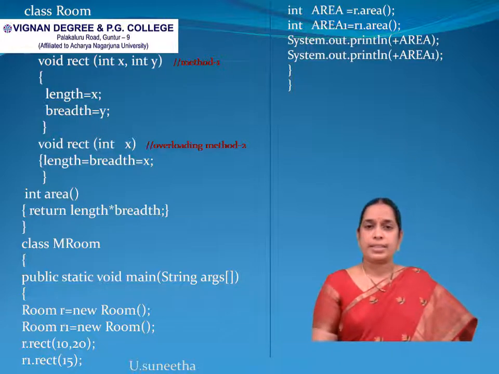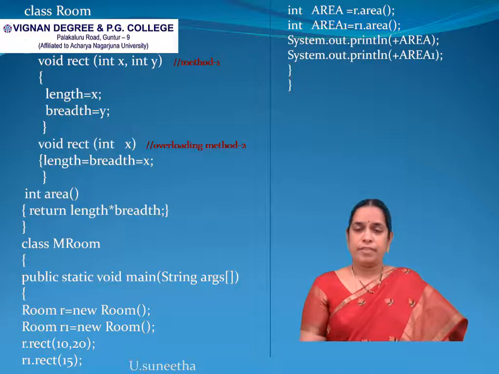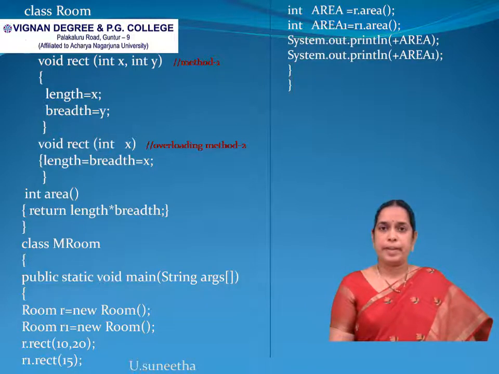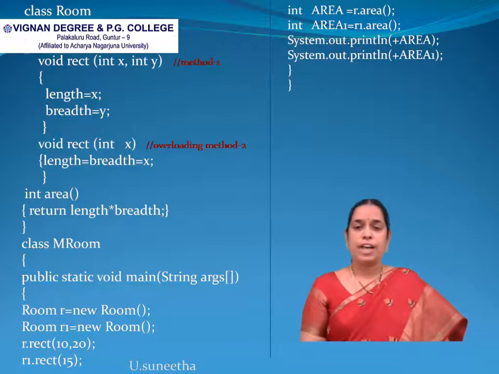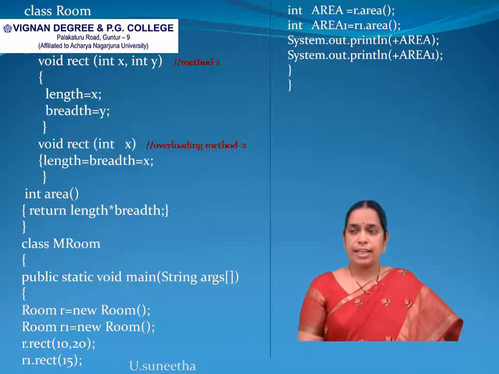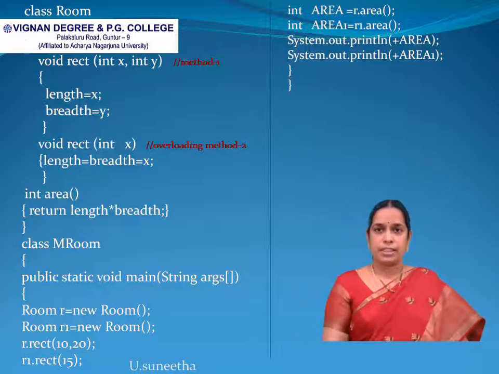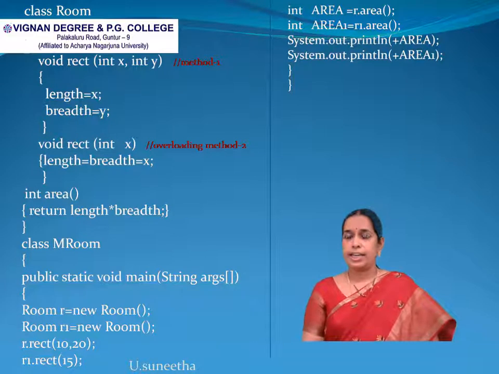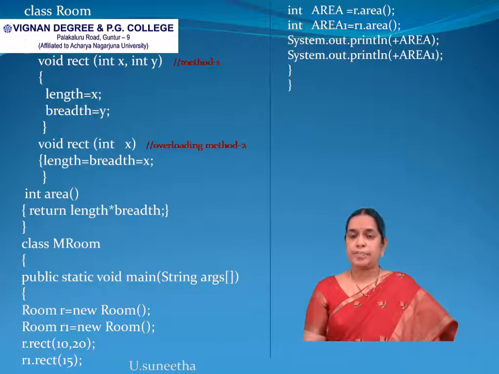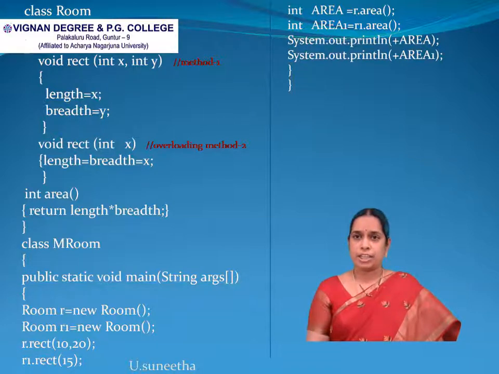Next, again the same rect method has been written with the same return type void here, but it is taking one parameter, x. And within the body of this method, we have stored the value of x in length as well as in breadth. After these two methods, we have written a third method called area. Within this method, we have calculated the area. Finally, the first class has been closed.